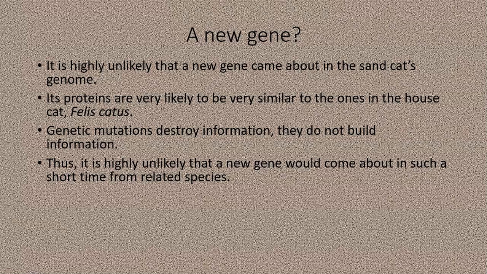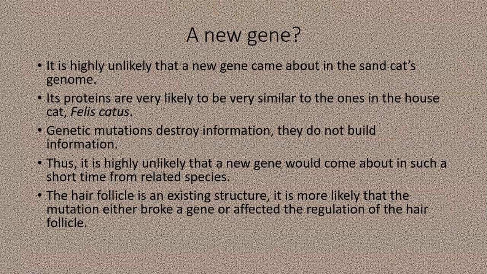So it's most likely that we don't have a new gene, but some sort of mutation affects the way that the hair actually grows. The hair follicle is an existing structure. It is more likely that the mutation either broke a gene or affected the regulation of the hair follicle. It may also be that the promoter of a gene, the promoter is the regulatory region of the gene, maybe a mutation happened in the promoter, we just don't know. That's why we need to have the whole genome sequence of the sandcat, and that's why I had a whole video about sequencing the genome of the sandcat.